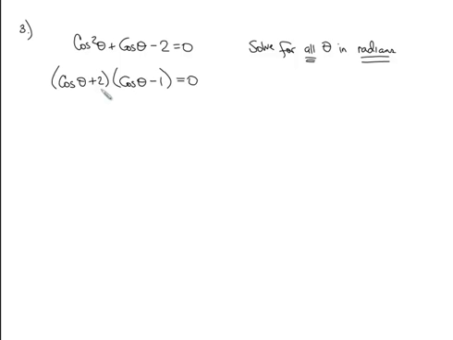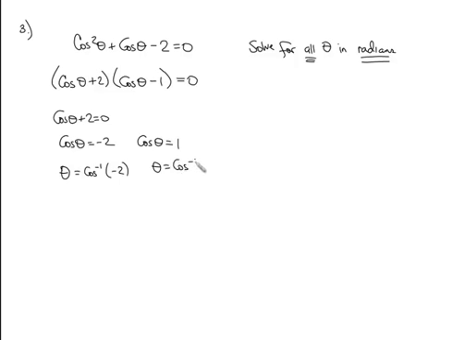So now when I set this equal to 0, we're going to get cosine of theta plus 2 equals 0, which gives us cosine of theta equals negative 2. This one is going to give us cosine of theta is equal to 1. Now to get theta by itself, we're going to take the inverse cosine of negative 2, and we're going to take the inverse cosine of 1. In other words, where is cosine equal to negative 2, and what angle is cosine equal to 1 at?